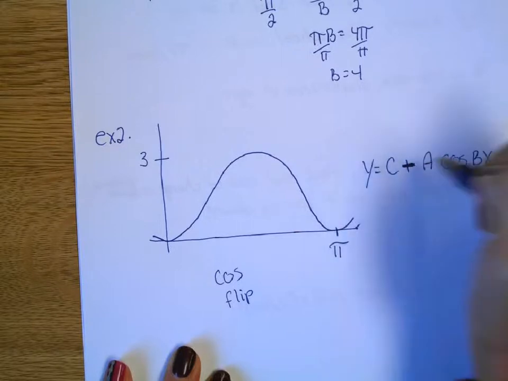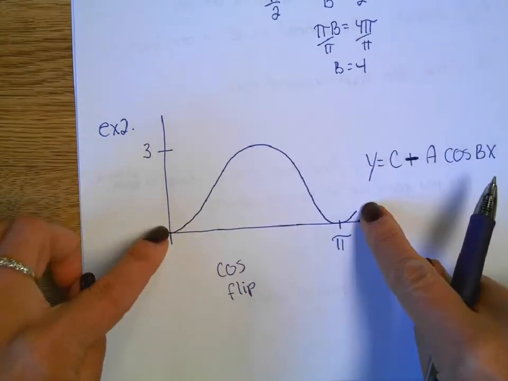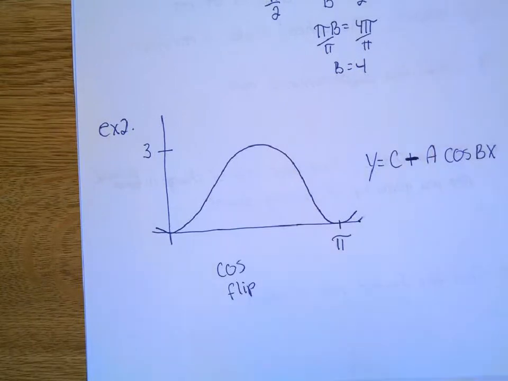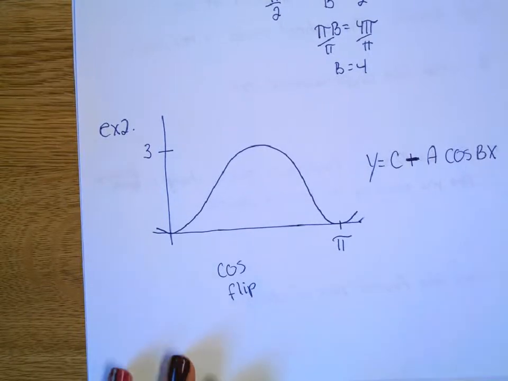Minus. Why is it flipped? Because it's not a bowl. So you see the bowl is flipped over upside down. Usually cosine's like a bowl. So I wanted a minus in there, not a plus, because of the flip.